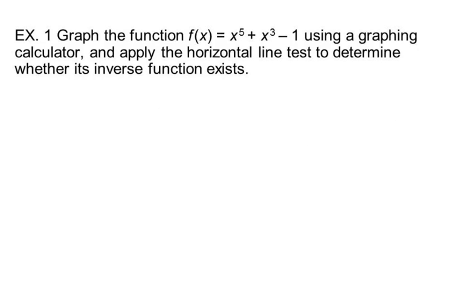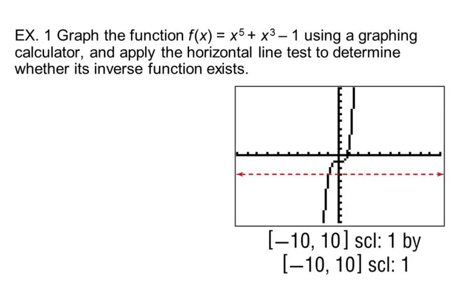So in example 1, I have the function x to the 5th power plus x to the 3rd power minus 1. I'm going to put that equation into my calculator and graph it and determine if I can use the horizontal line test to see if it has an inverse. So here's the graph of this function. There's one spot on the function that looks a little fishy, that kind of looks like it is a horizontal line, right at this section of the graph.